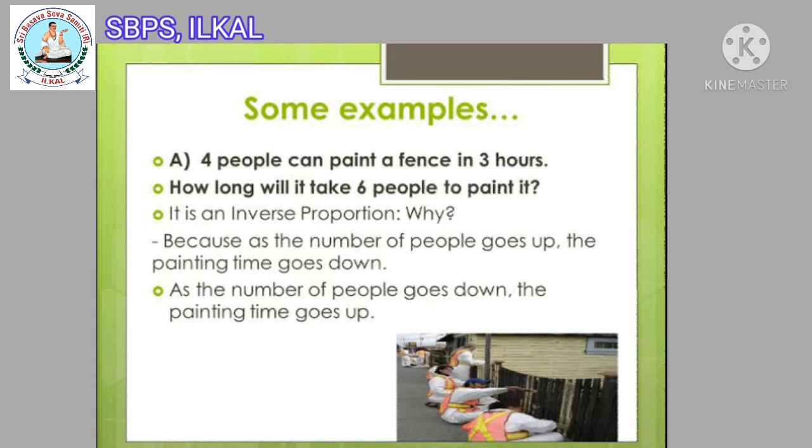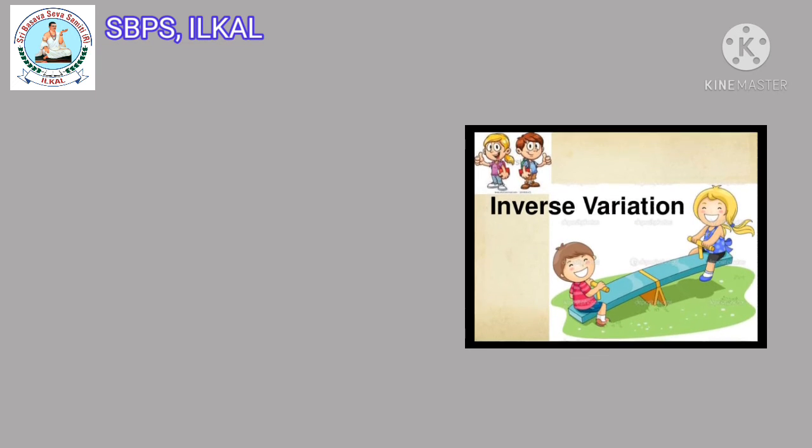Why? Because as the number of people goes up, means if the number of people become more, the painting time goes down. Then they can finish the work in less time. As the number of people goes down, the painting time goes up. If less number of people were working, then definitely it takes more time to complete the work. I think you all like to play seesaw, is it? It is the best example for inverse variation, that is for inverse proportion.